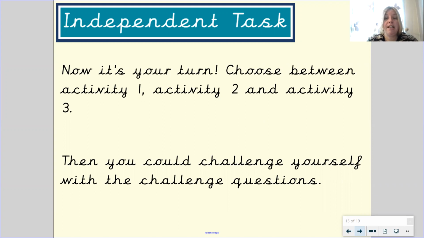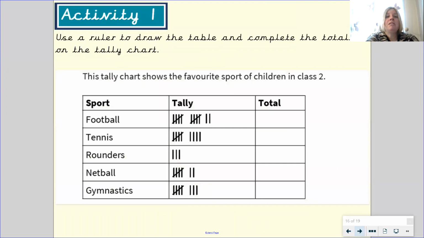So let's have a look and see what we need to do for activity 1 today. Activity 1: use a ruler to draw the table and complete the total on the tally chart. So you need to draw the tally chart out and then write the total in the column at the end. Remember, it will need a title, so add a title to that. So that's your first activity.